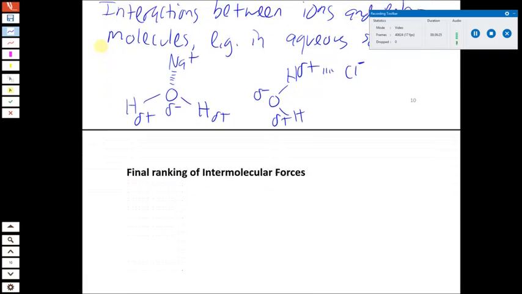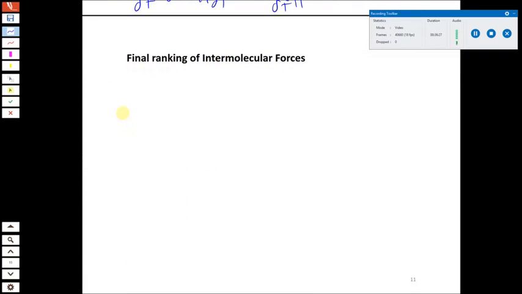All right, so then what we can do is we can rank the intermolecular forces from strongest to weakest, or I guess weakest to strongest, we'll do it that way.